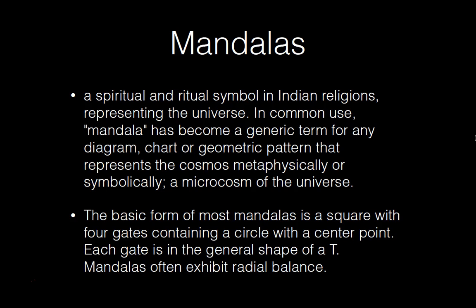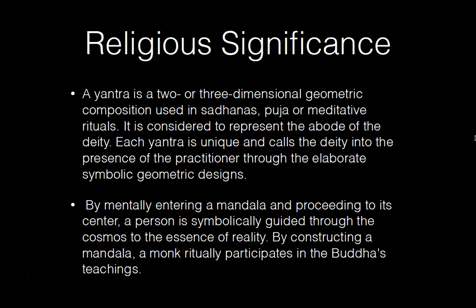So concentric patterns are not unique, but that's where the main emphasis of the mandala idea comes from, rather than from the West. The basic form of a mandala is a square with 4 gates containing a circle with a center point. This is going to be important when you think about your center point. And each gate is a general shape of a T, and they exhibit radial balance. They kind of go inwards, outwards.